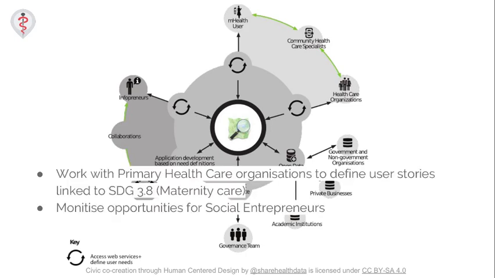So to conclude on this diagram, working with primary healthcare organizations to define the user stories, what are her needs, speaking to her directly to understand what she goes through on a day-to-day basis, whether it be getting an ID book for her child or taking the child to the clinic. And how do we monetize opportunities for social entrepreneurs to support her in these activities?